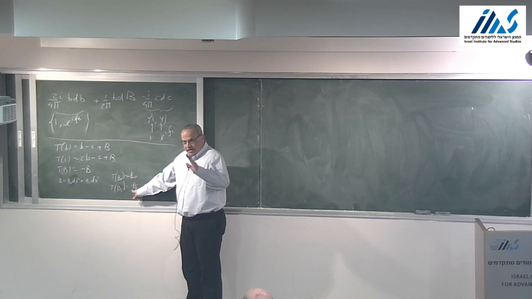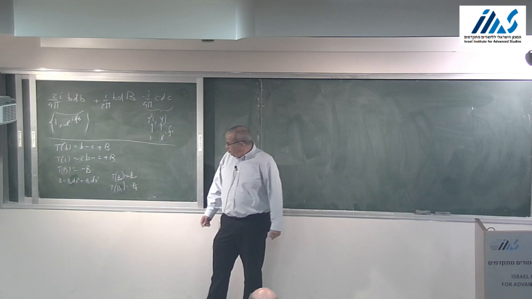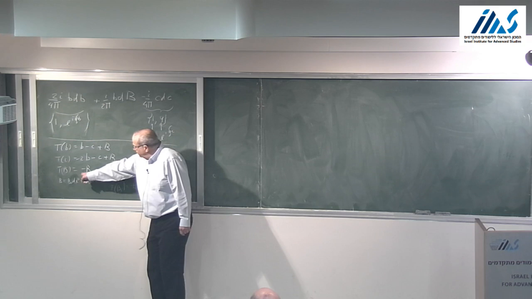Time reversal does not reflect electric charge. Time reversal does reflect magnetic charge, but not electric charge. So this is a plus. So our convention is that time reversal does not reverse electric charge. That's why we have a plus sign here. And that gives us a minus sign here. And that propagates through all the others.